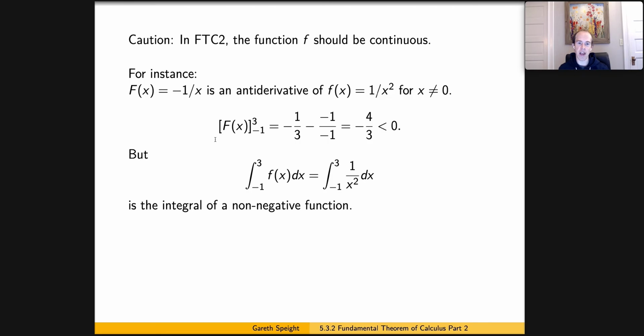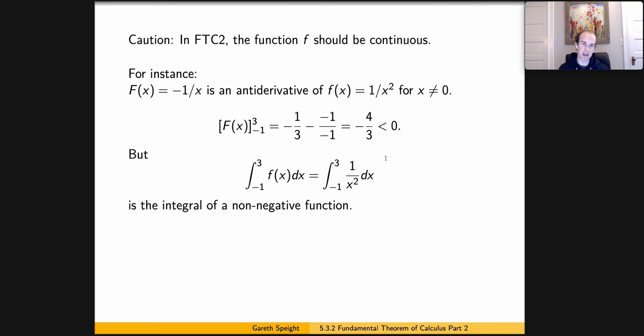So if we just evaluate capital F between minus 1 and 3, if we plug in 3, we get minus 1 over 3. And if we plug in minus 1, you have to keep track of a lot of the minus signs. If we subtract F of minus 1, we're going to get minus 1 divided by minus 1. It's a little confusing, but you get minus 4/3, which is negative. So this was the right-hand side of FTC part 2.